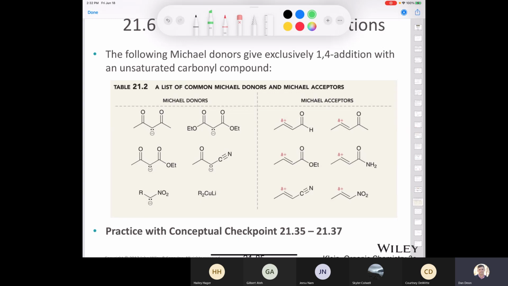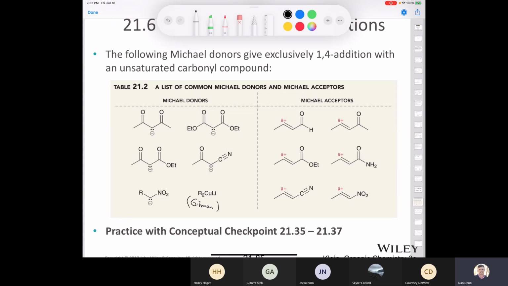So the first thing that I notice about the Michael donors is that if you look at this one, this one, this one, this one, and even this one, with all of these, I can easily draw another resonance contributor. Except for the nitro, I can only draw one. But for all the other ones, I can draw two other resonance contributors. So I see the delocalization of that negative charge, and also a Gilman reagent is also a Michael donor. So this one here is the cuprate, which is a Gilman reagent.